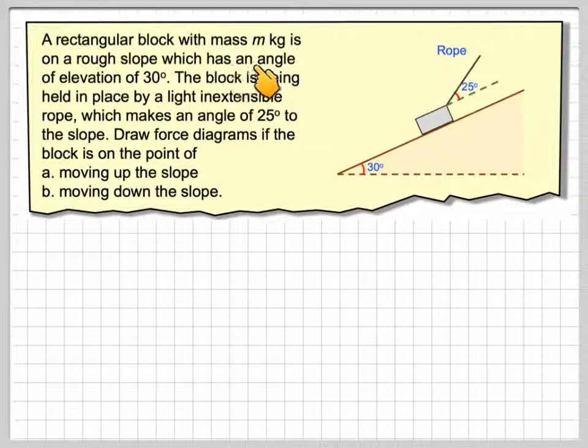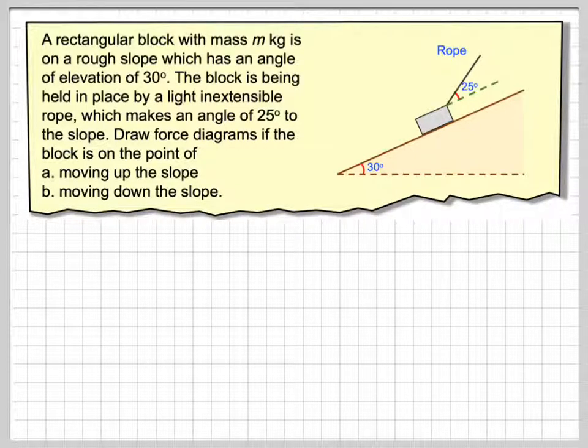A rectangular block with mass m kilograms is on a rough slope which has an angle of elevation of 30 degrees. The block is being held in place by a light inextensible rope which makes an angle of 25 degrees to the slope. Draw force diagrams if the block is on the point of A moving up the slope, or B moving down the slope.